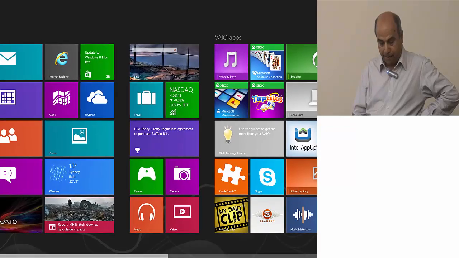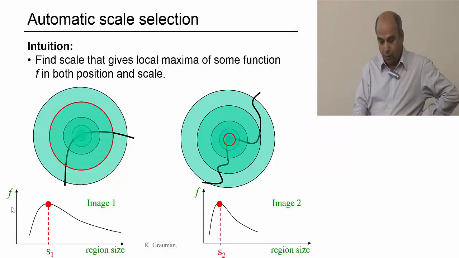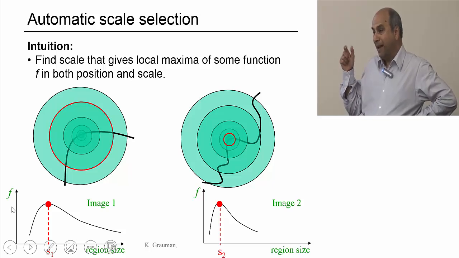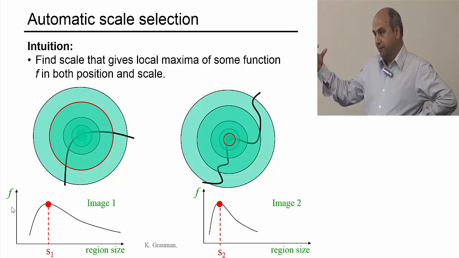So that way, we want to find wherever the response is maximum across the scales, and we are going to select that scale or that sigma value.